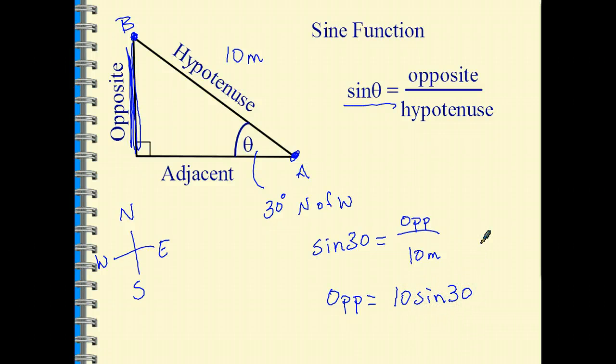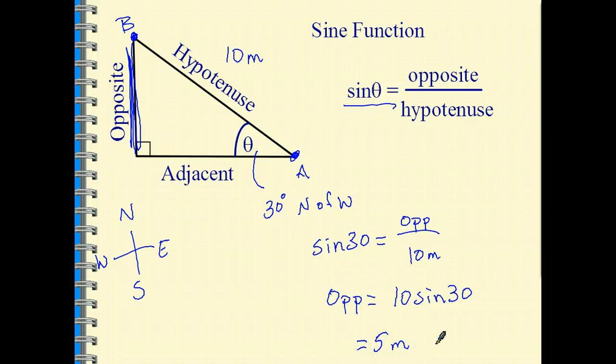Now when you type this into your calculator, you can simply type in 10 sine 30 and then hit enter if you're using the calculators we use in class. If you have another calculator, I'll have to tell you how to do it in class. It may be a little different. So we find our opposite length. When we type this in, that opposite length is equal to 5 meters.